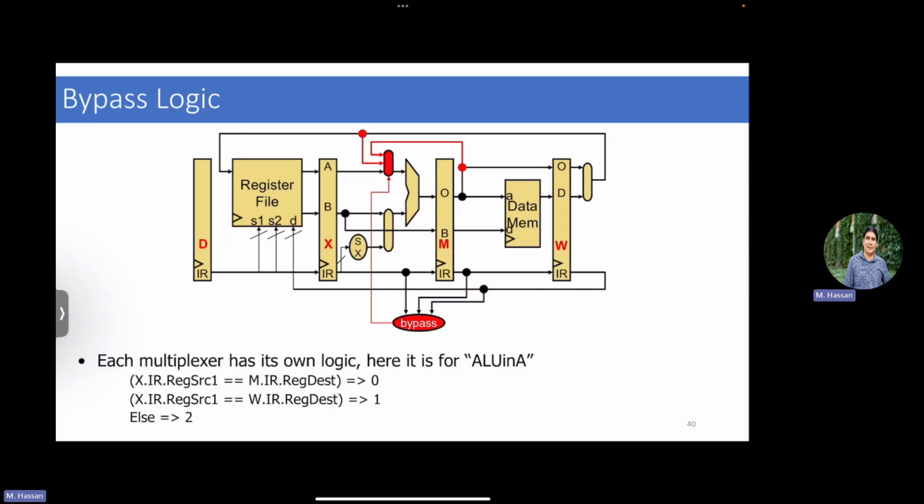My source one is the same as the one that the memory is going to write at. That destination, then I select 0. 0 is that one, right? That's basically from the execution to the memory. Or if my source is coming from between the memory and the write back, which is this one, then I set my selection to 1 to select that path. Otherwise, the normal path, there is no dependency, then I just select 2, which is my normal path that's coming from the register file. Good.